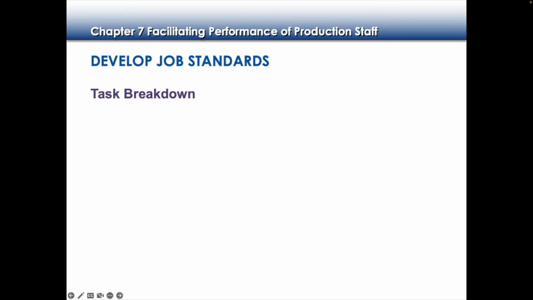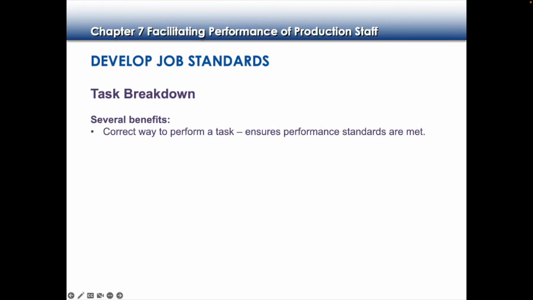These tell how each task in the task list should be done. A cook may need to properly operate the deep fryer. So developing the task breakdown for this activity may be simple because the manager can use the operating instructions provided by the equipment manufacturer to divide the task into simple steps. There are several benefits to a task breakdown. It provides the correct way to perform a task. This ensures performance standards are met. Written copies can be reviewed as needed.